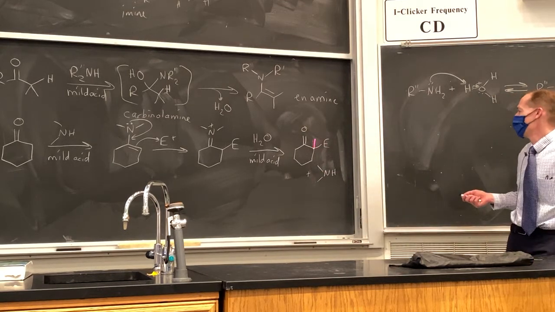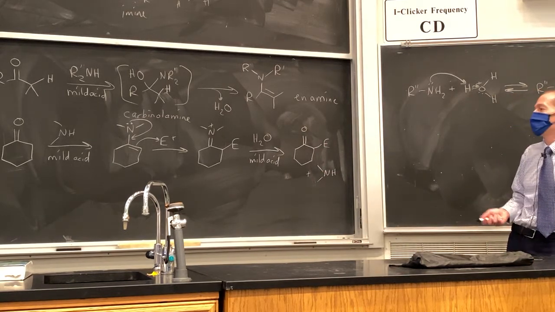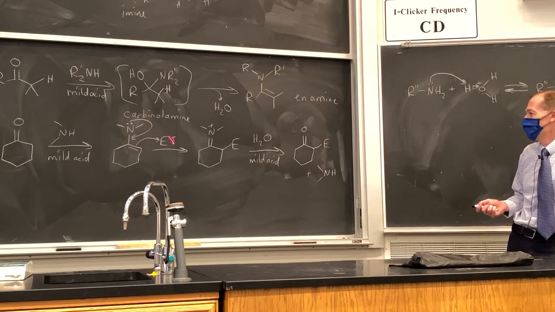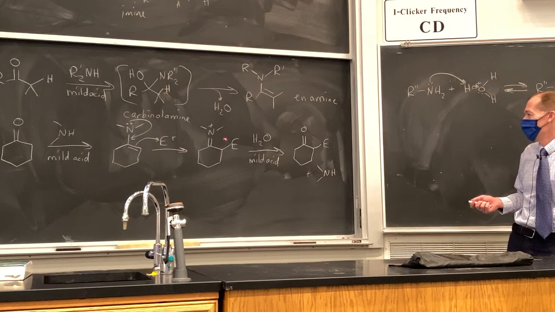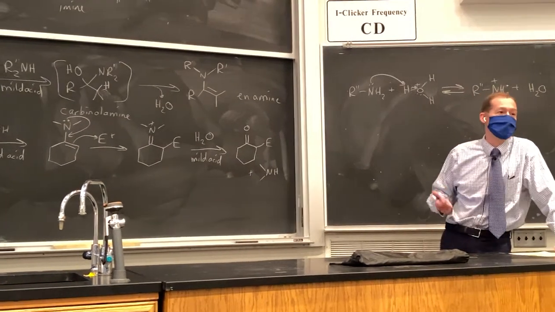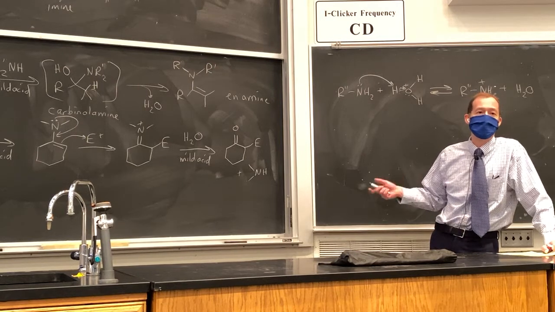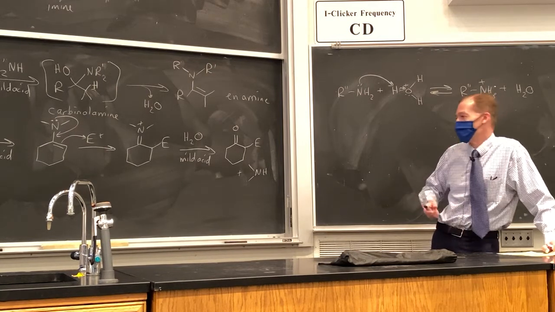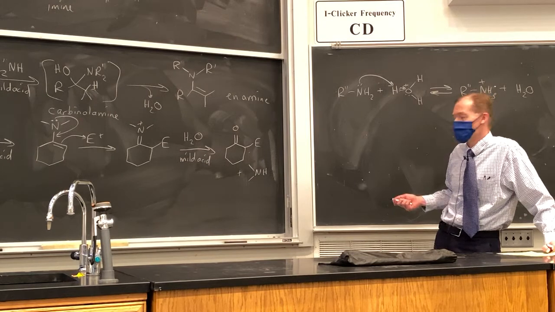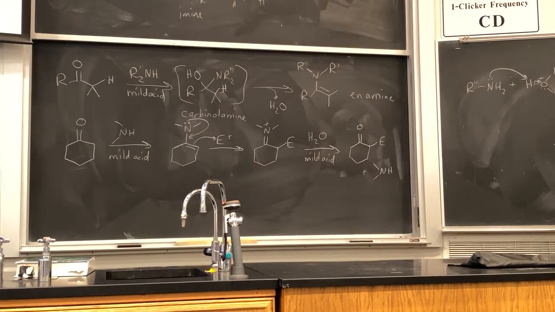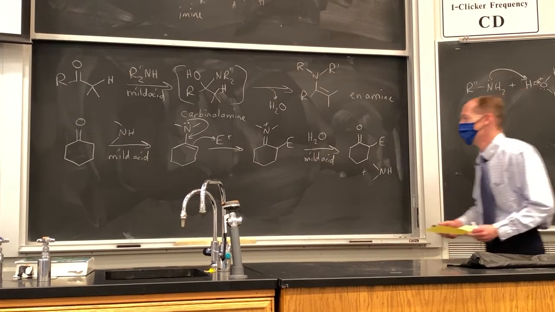So this is a way of attaching an electrophile to the alpha carbon of a ketone. We convert the ketone to an enamine. We react the enamine with an electrophile, and then we hydrolyze the iminium to get the ketone. We're going to learn other ways in chapter 23 to attach electrophiles at the alpha carbon of carbonyls, but this is one way of doing that.